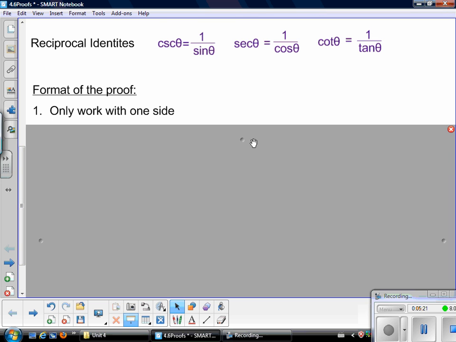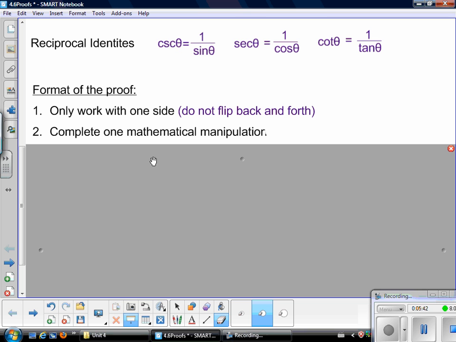Okay, first of all, format of the proof. First, we only work with one side, and it looks like I've missed something, but I haven't. It's one side at a time. So you're not going to flip back and forth between left side, right side. Okay, you stay on one side and you want to manipulate it so that you get to the other side. Okay, you complete one mathematical manipulation per line. So you maybe see that both sides are equal, but you can only do one mathematical manipulation at a time. So you can't divide and add at the same time. So you do one, then you do the other.